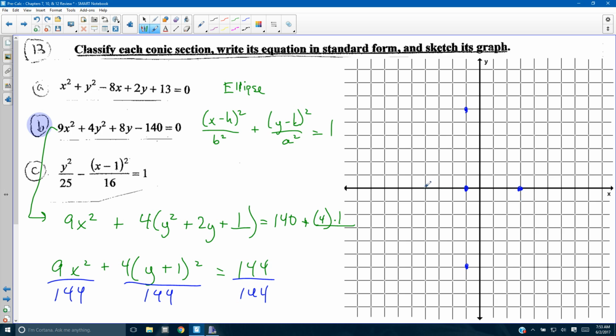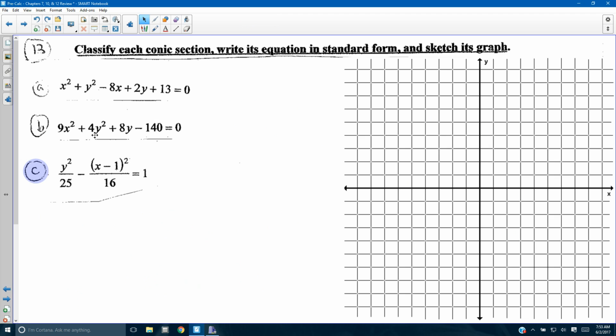Boom, boom, boom, boom. And let's draw an ellipse based on that. I think I have a tool that can help me out with that right here. Let's make it blue. And we have our graph right there. All right, so major axis was vertical there.